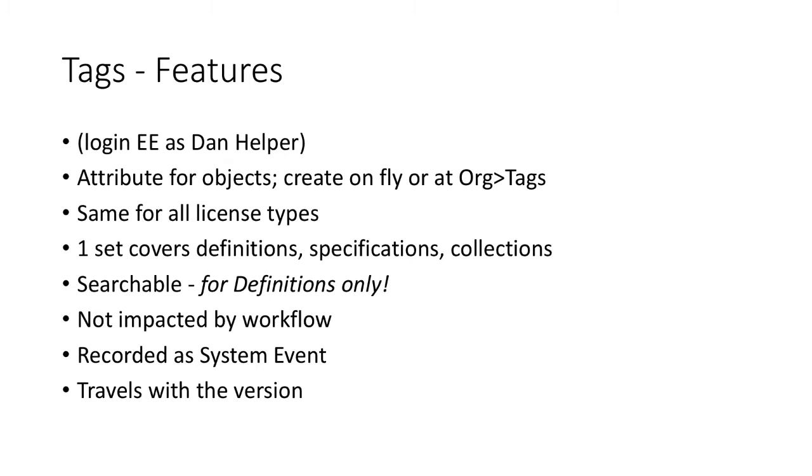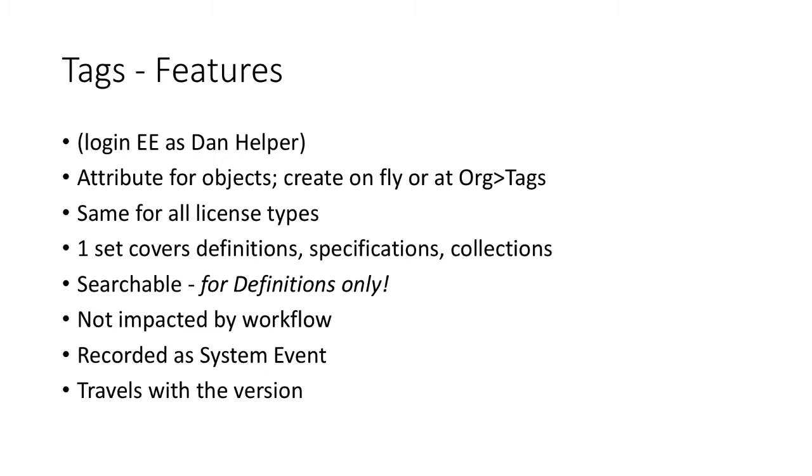Tags work the same no matter what license type you have. And there is a single set for all of those. So tags that you may use in definitions would also show up in the browse area for specifications and collections as well. It's all a single set of tags for your account across all three objects. It's only searchable from the definitions browse page. Tags are not searchable in specs or collections.